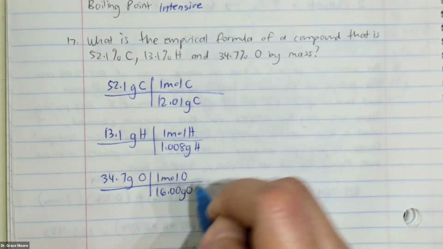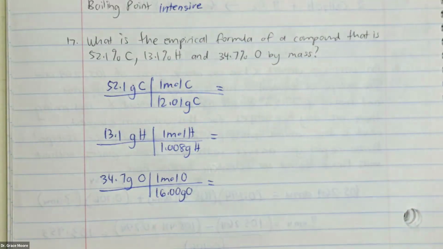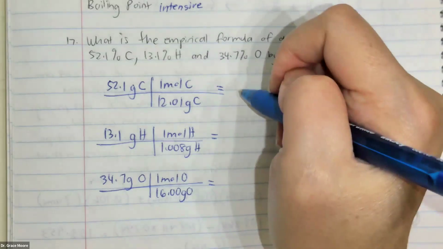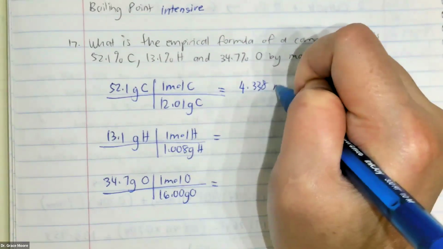Let's get the moles. So each one of them is giving just 3 sig figs. So my answer is going to have 3 sig figs in the moles, but I'm going to write extra down and just underline where I stopped. So this is 4.338.